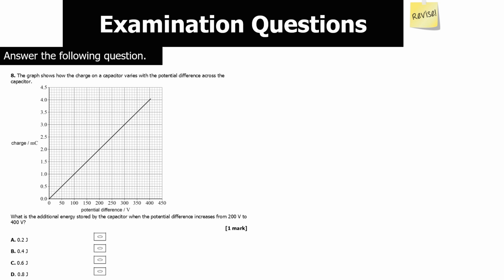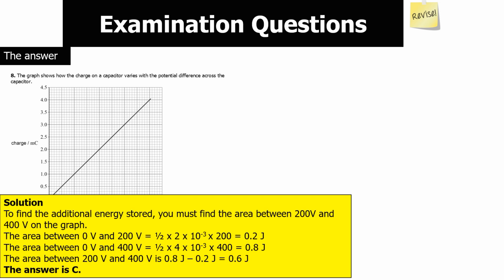The next question says, the graph shows how the charge on a capacitor varies with the potential difference across the capacitor. What is the additional energy stored by the capacitor when the potential difference increases from 200 volts to 400 volts? So pause the video now, then unpause the video when you want to go through your answer. Right, the answer here is C, because to find the additional energy stored, you've got to find the area between the 200 volts and the 400 volts on the graph, because the area under the line is your energy stored.